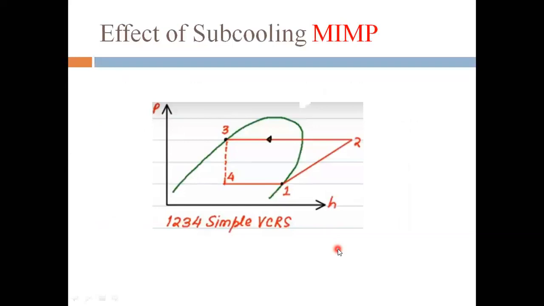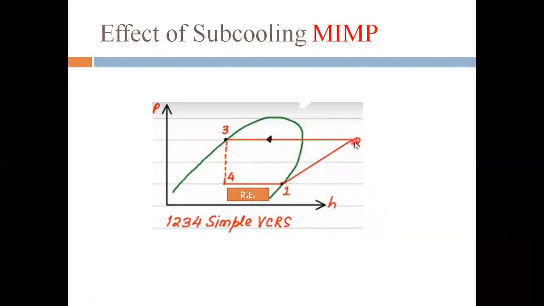Now first is the effect of subcooling. Before going into the effect of subcooling, we need to understand the pH diagram. We already discussed the pH diagram in the earlier lecture. As we know, in the pH diagram, that is a pressure enthalpy diagram, this line is known as a saturated liquid line and this line is known as a saturated vapor line.